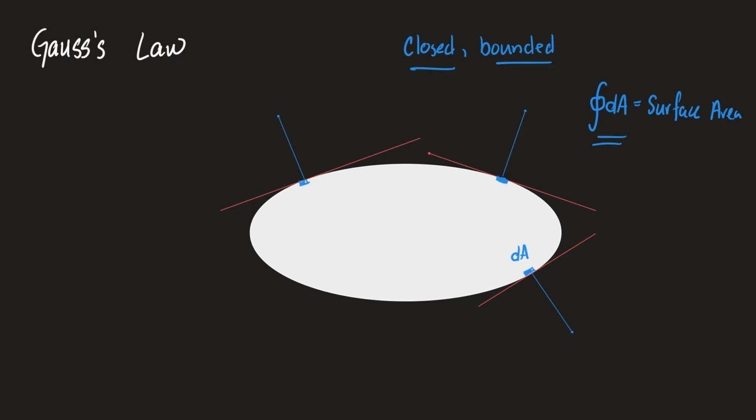Now, dA has direction, so I should list this as a vector. But for a closed and bounded surface, the total area's direction will end up being 0. Because for every arrow in one direction, there'd have to be another arrow in another direction in order for it to be a closed and bounded surface. So the fact that the surface area has no direction is okay. The fact that a piece of area has direction is also okay. Does that make sense so far?